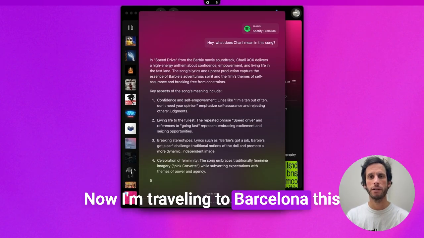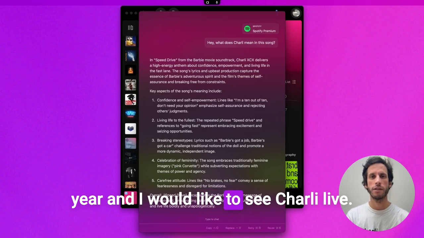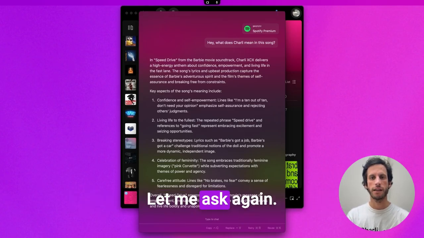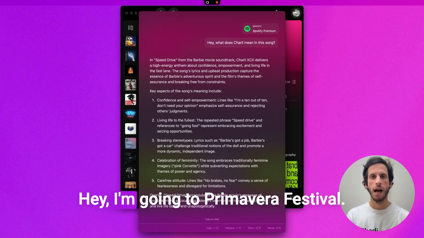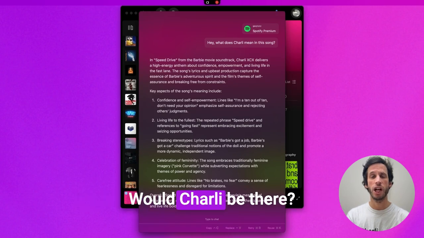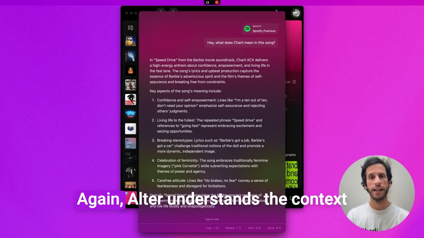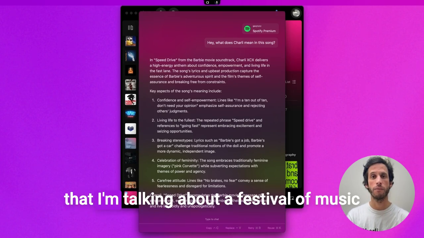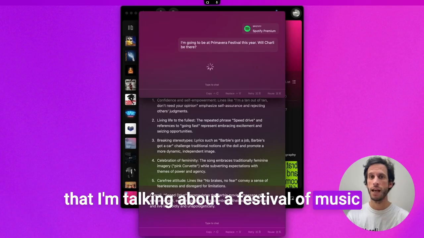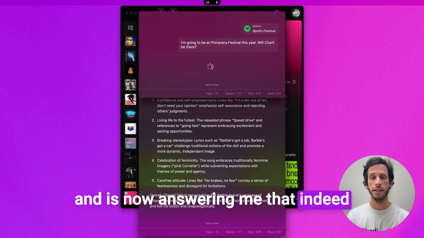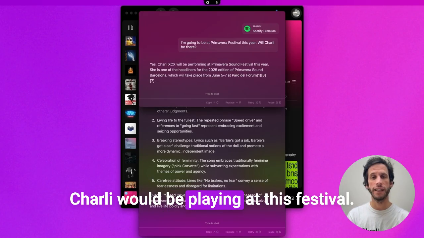Now I'm traveling to Barcelona this year and would like to see Charlie live. Let me ask again. Hey, I'm going to Primavera Festival. Would Charlie be there? Again, Alter understands the context that I'm talking about a music festival and is now answering me that indeed Charlie would be playing at this festival.